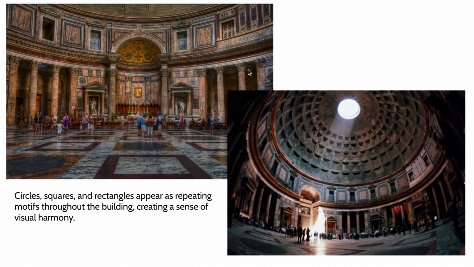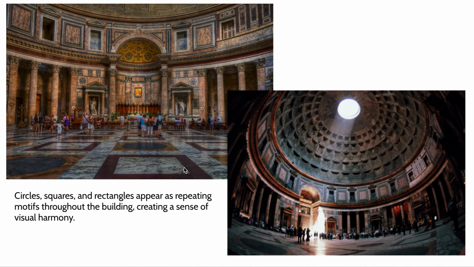So this is the interior of the Pantheon. You can notice that there's lots of different colors of marble that are being used inside of the building. We're seeing that continued theme of pediments across these rectangular spaces, as well as Corinthian columns here. Another thing you'll notice is this repeating motif of circles, squares, and rectangles throughout. So this is really intended to create a sense of visual harmony.